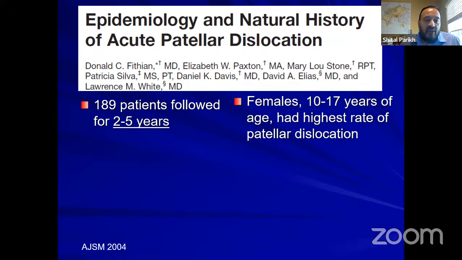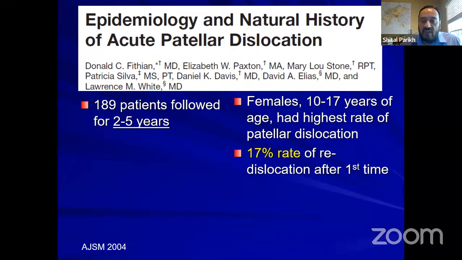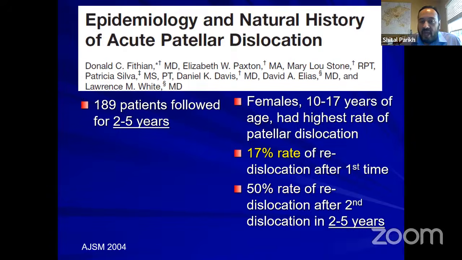If we look at this study, 189 patients who were followed for 2 to 5 years, the females between 10 and 17 years of age had the highest rate of patellar dislocation, and there was a 17% rate of redislocation. So 17% is not bad. Then you want to treat all patients with first-time dislocation conservatively if the rate of redislocation is only 17%. If the patient has a second dislocation, the rate goes to 50%. That means for recurrent dislocation, the treatment should be some form of stabilization.